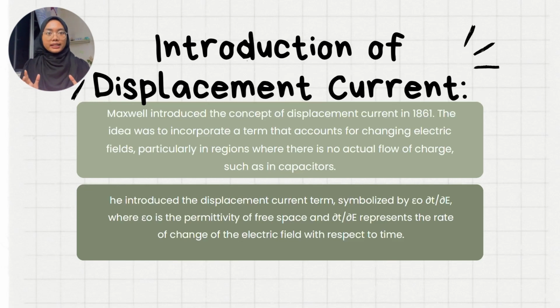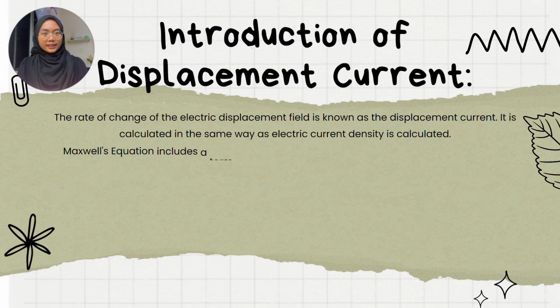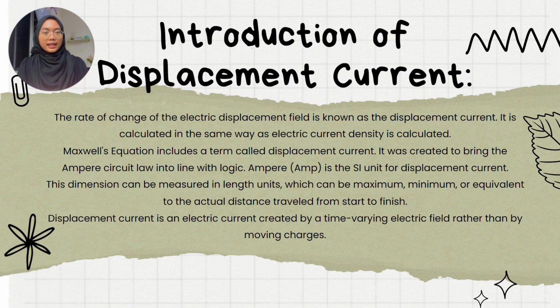To represent this, he introduced the displacement current term symbolized by epsilon naught times delta E over delta t, where epsilon naught is the permittivity of free space and delta E over delta t represents the rate of change of the electric field with respect to time. The rate of change of the electric displacement field is known as the displacement current. It is calculated in the same way as electric current density is calculated.